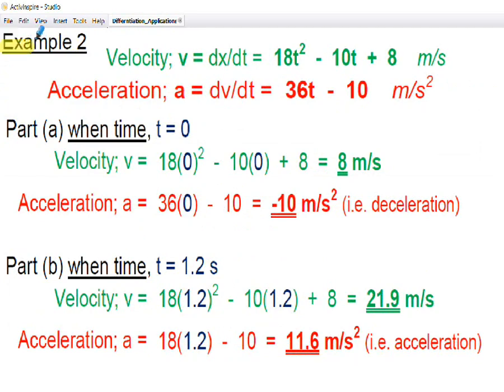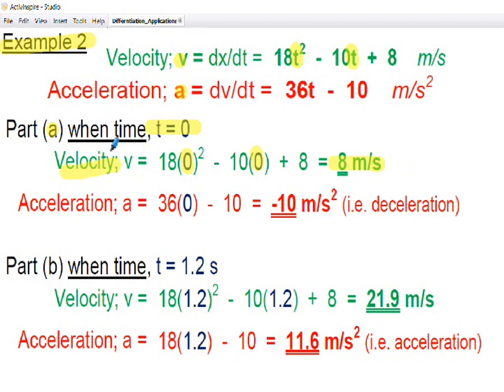Okay, continuing with example 2 here. I just repeated the velocity and acceleration equations from the previous slide. All we're going to do now is use the equations for the time intervals given. Part A says calculate the velocity when time t is equal to 0. So all we do now is put the value of 0 into the velocity equation. Wherever we get a t, basically we're going to put the value of 0 and work out the velocity. It's 8 meters per second.